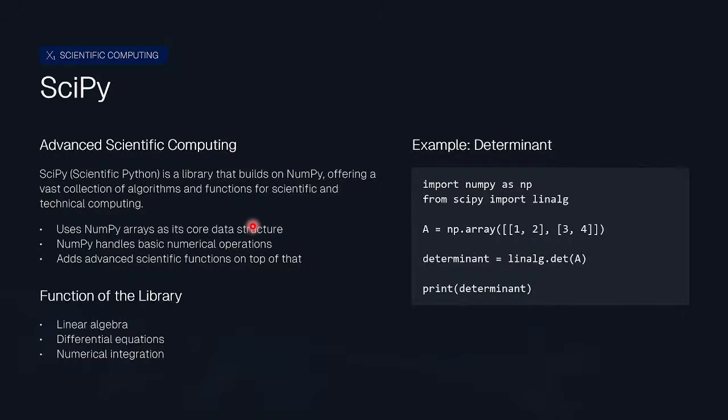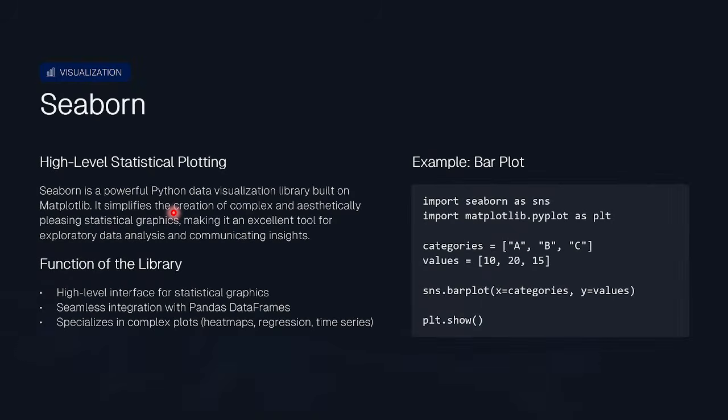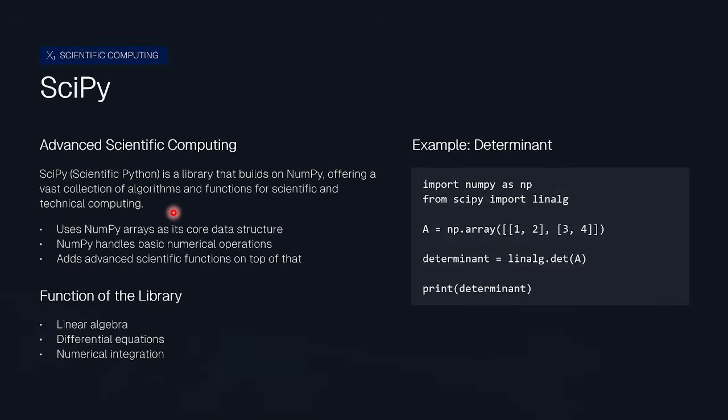Okay, so the next library is SciPy. It stands for Scientific Python. Basically, it is an add-on on the NumPy library. It uses NumPy arrays as its core data structure, and NumPy handles basic numerical operations, while if we have to do anything advanced, SciPy does it. Seaborn was an add-on on Matplotlib; similarly, SciPy is an add-on on NumPy.